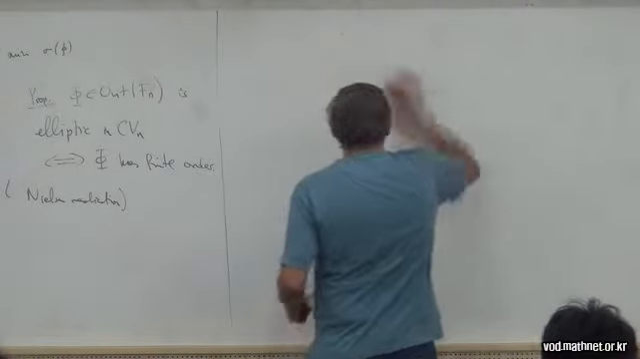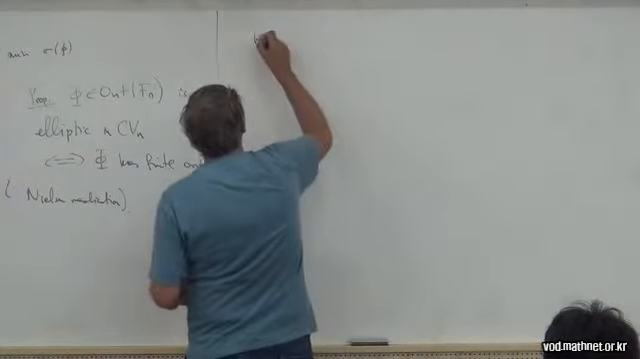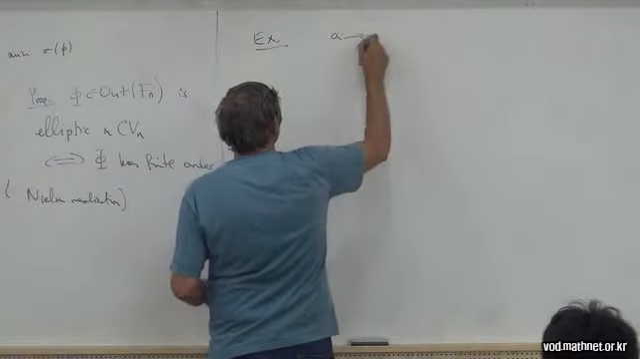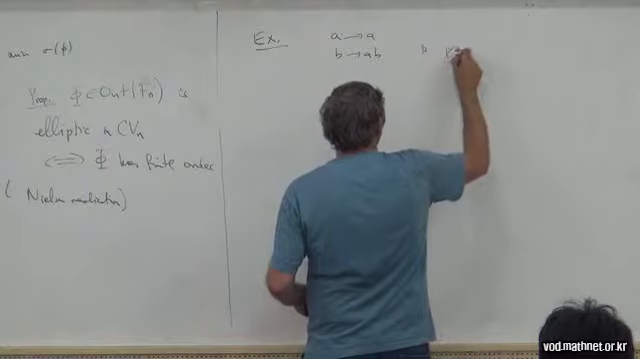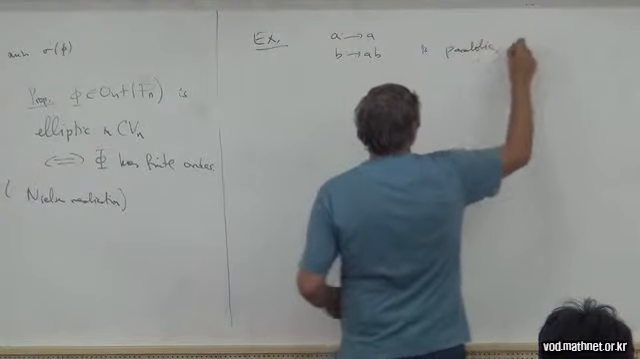Okay, so what are some examples? Okay, so I claim that the following, a goes to a, b goes to ab. I claim this is parabolic. And I claim that the displacement is 0.